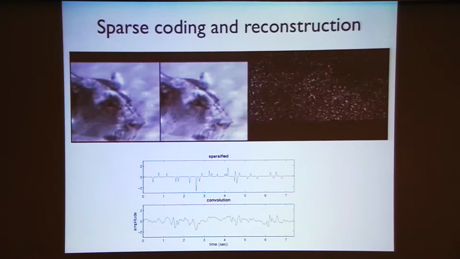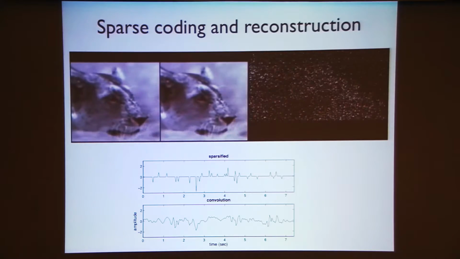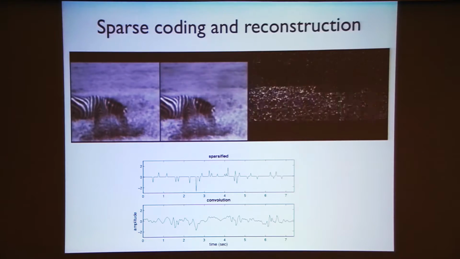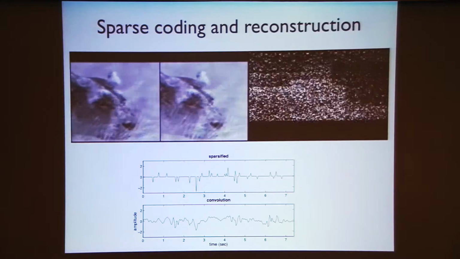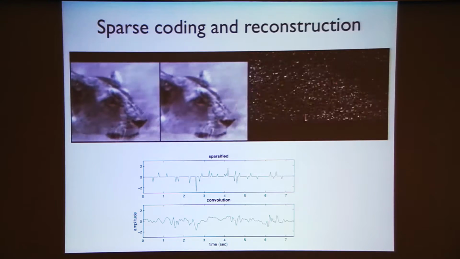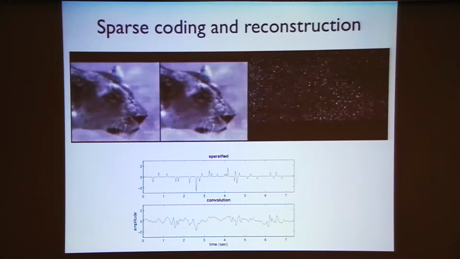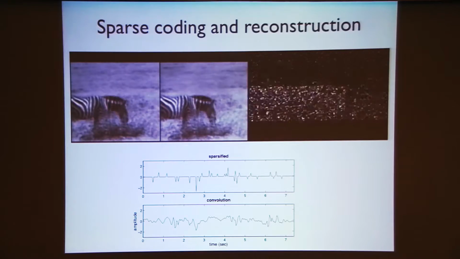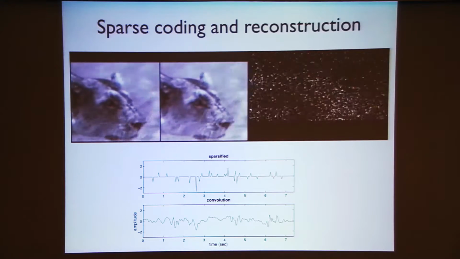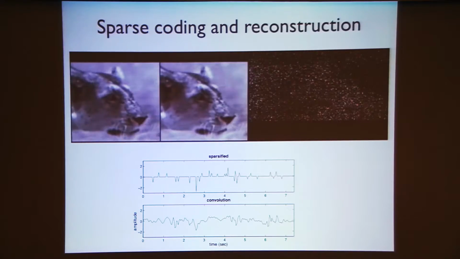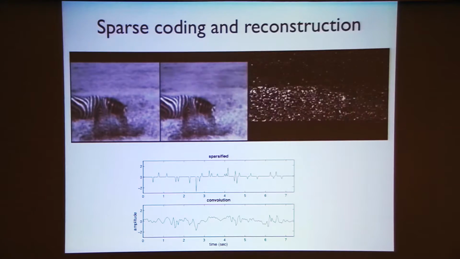This also corresponds to a property of V1 receptive fields, that they're not just static entities, but they also change over time. Each of these V1 neurons has some kind of a space-time kernel that you can map out, and many of these V1 neurons have kernels that basically look like a Gabor function that's drifting over time.